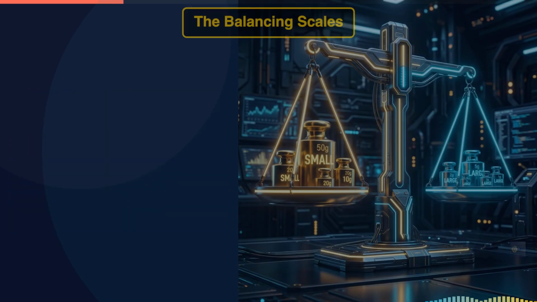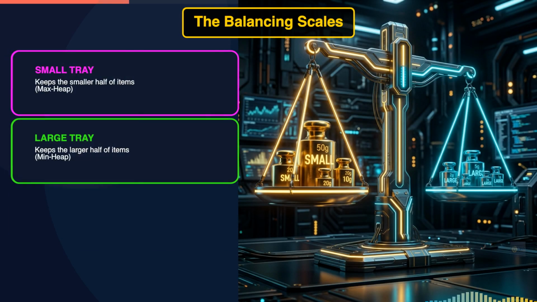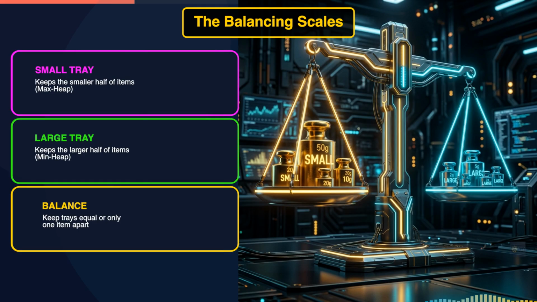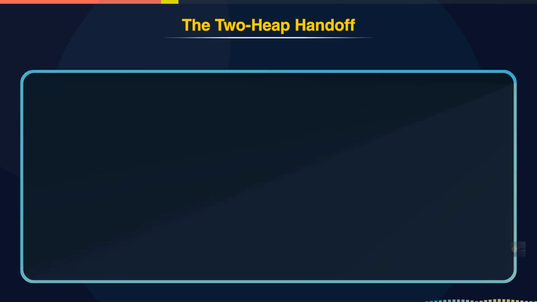Think of a balancing scale with two trays. On the left tray, we keep the smaller half of our weights, and on the right tray, we keep the larger half. To find the median, we only need to look at the heaviest item in the small tray, and the lightest item in the large tray. As long as we keep the trays balanced in size, the median is always right there at the top of the trays. To implement our balancing scale, we use two heaps.